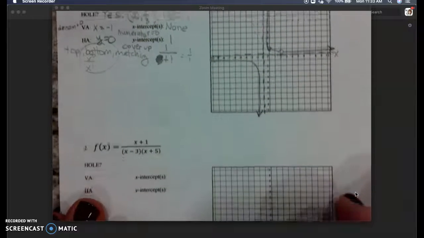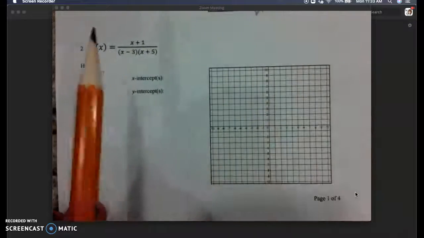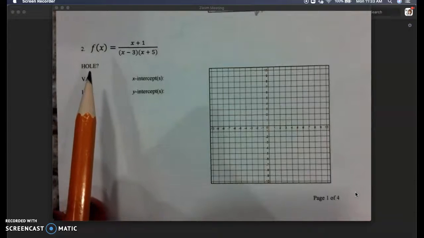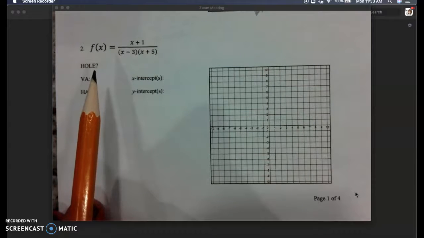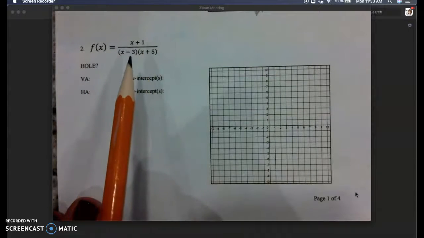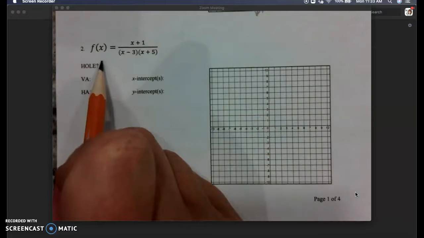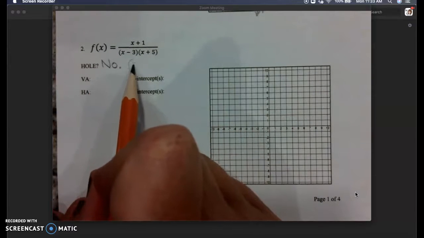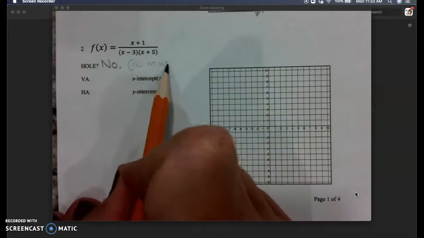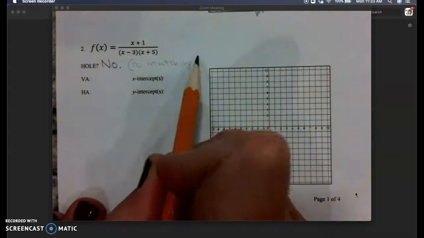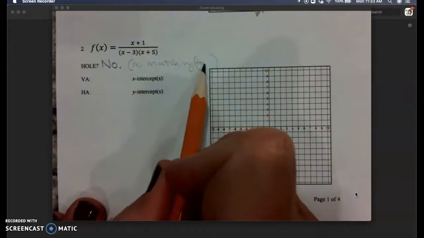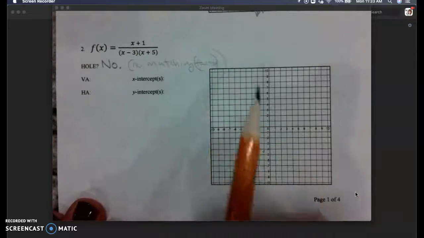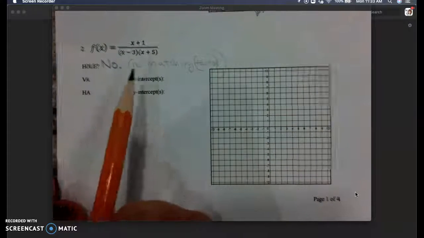Okay, let's do another because I have a little bit of time. Let's start here. Do you have a hole? I hope you're screaming at the screen, no. 1 on top, 3 and 5 on bottom. Nothing matches, Ms. Freibush. And I'm just going to write this, no matching factors. You don't need to write that, I'm just saying no.